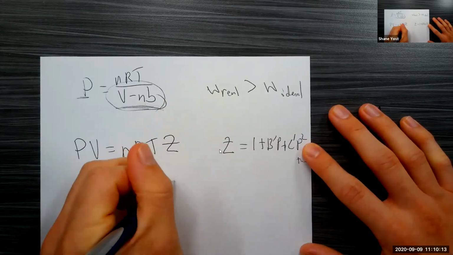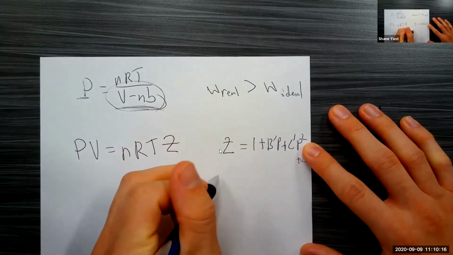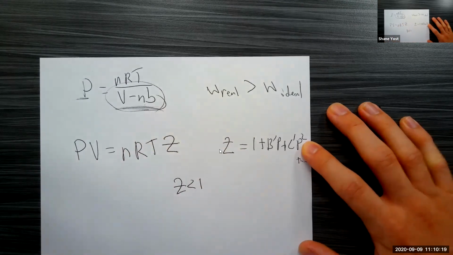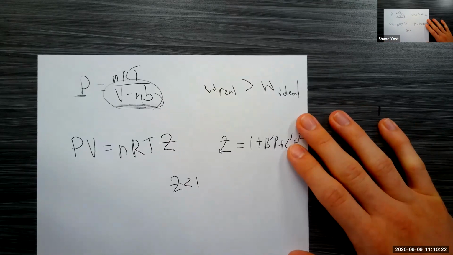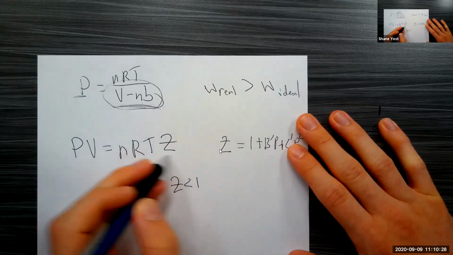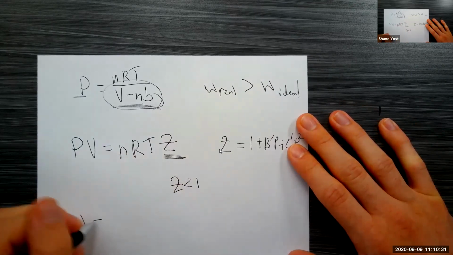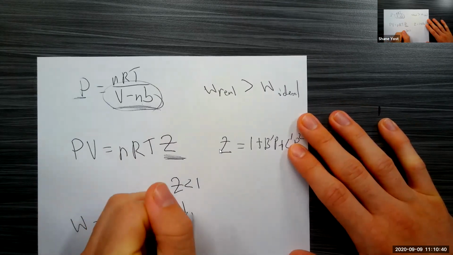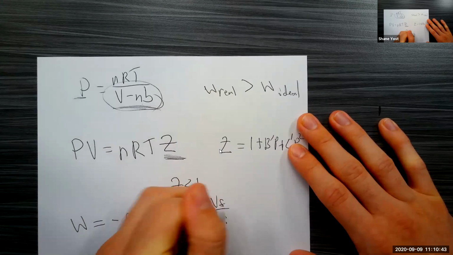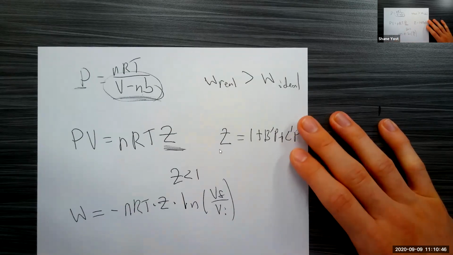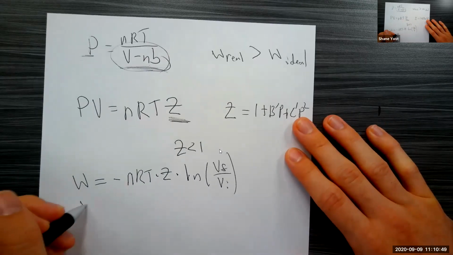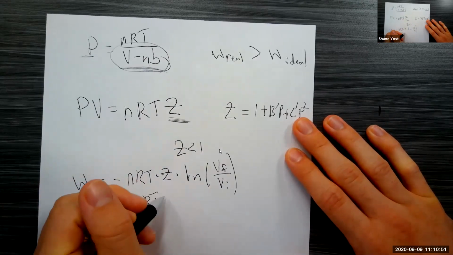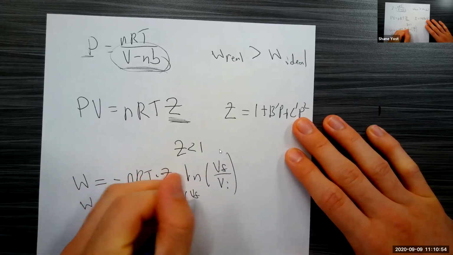And we're told in this case Z is less than 1. It's always less than 1, and it's just a constant over the volume change that we have. So Z here is just a constant we're given in the problem. So the work done by this real gas is just minus nRT times Z times ln V final over V initial. For an ideal gas, the work is just minus nRT ln V final over V initial.